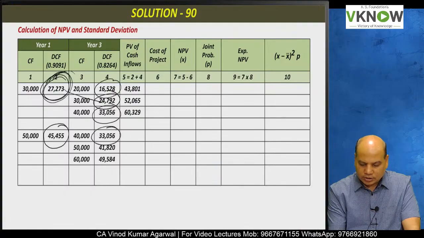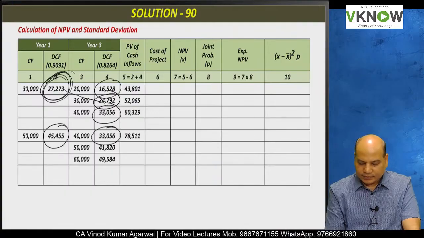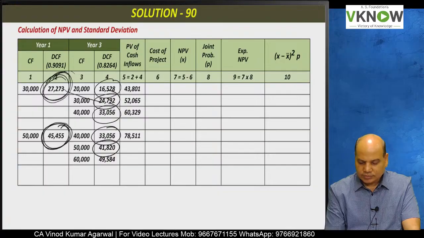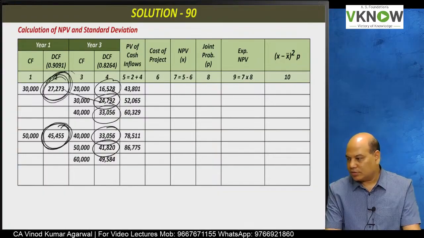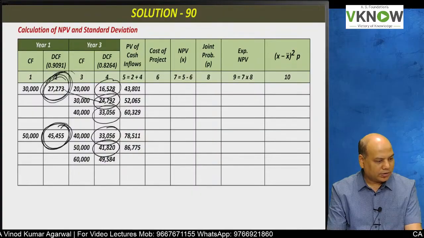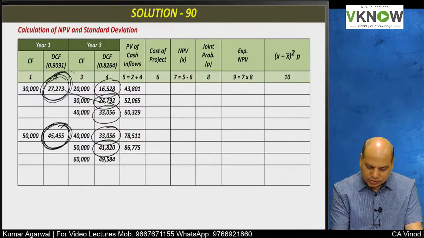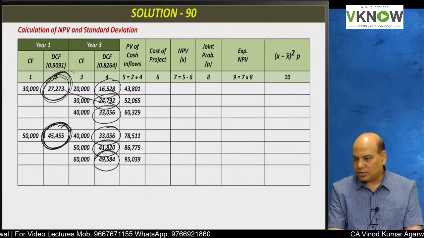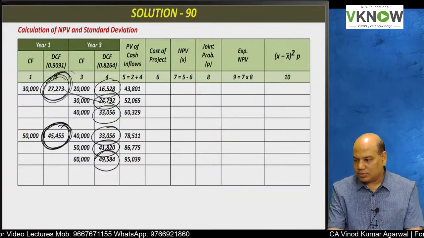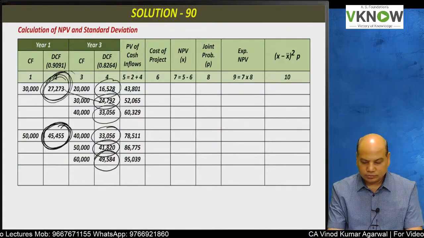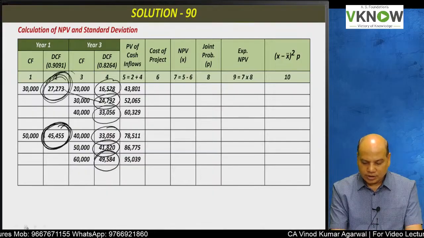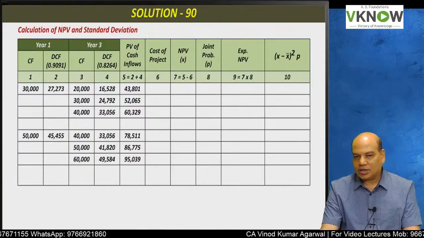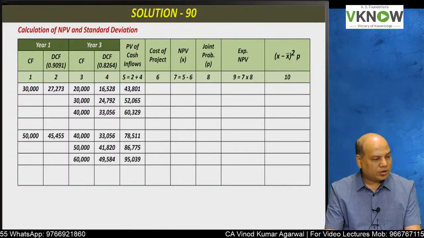This number and this number: 78,511. Again this number and this number: 86,775. And this number and this number again: 95,039. Is it right now? Please confirm, is it right? Once you say this is right, we'll go ahead. Up to this is right.